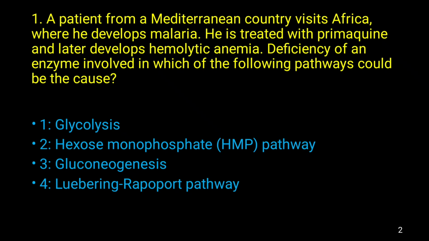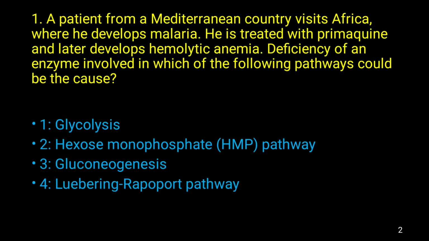So the first MCQ is about a patient from a Mediterranean country who visits Africa, where he develops malaria. He is treated with primaquine and later develops hemolytic anemia. Deficiency of enzyme involved in which of the following pathways could be the cause? So we have to first identify the deficiency of the enzyme involved, but here not a single name of an enzyme is given, so we have to identify which pathway it relates to.